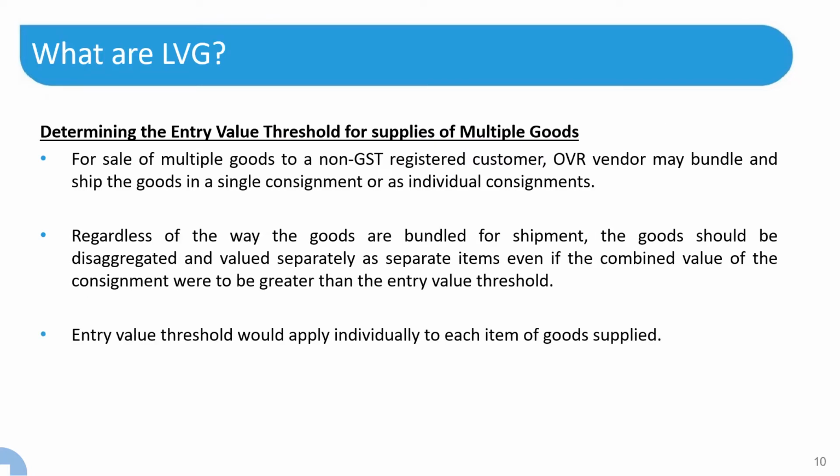When a customer who is not GST registered in Singapore purchases multiple goods from an OVR vendor, the OVR vendor may bundle and ship the goods in a single consignment or as individual consignments. Regardless of the way the goods are bundled for shipment, the goods should be disaggregated and valued separately as separate items, even if the combined value of the consignment were to be greater than the entry value threshold. In other words, the entry value threshold would apply individually to each item of goods supplied.